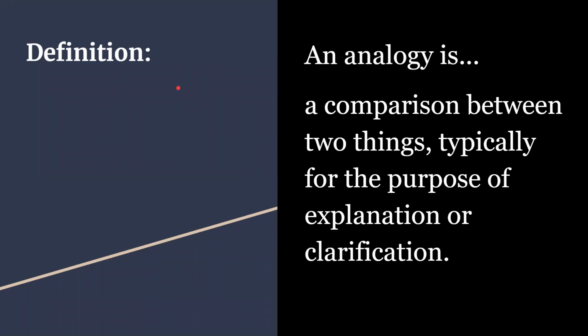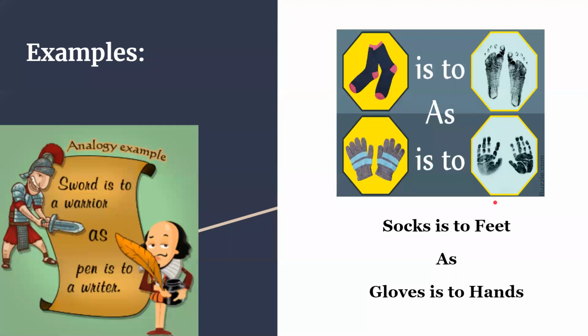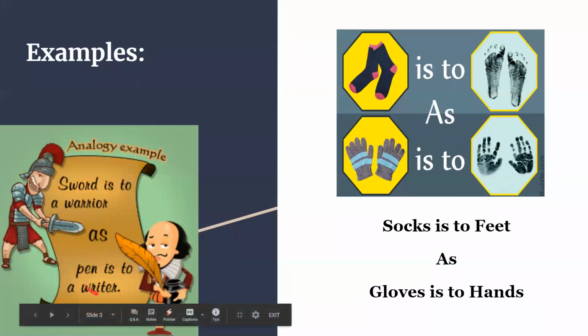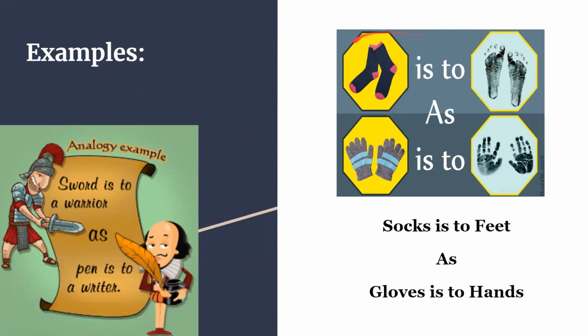So, what is an analogy? An analogy is a comparison between two things, typically for the purpose of explanation or clarification. So here are some common examples. Sword is to a warrior, because warriors use a sword, as pen is to a writer, because writers use a pen. And then we have socks is to feet, because we wear socks on our feet, as gloves is to hands, because we wear gloves on our hands.